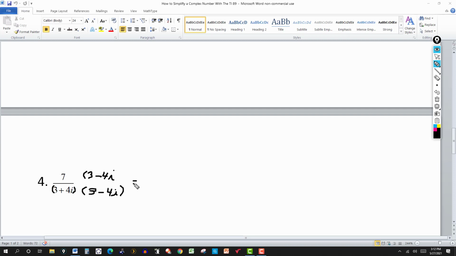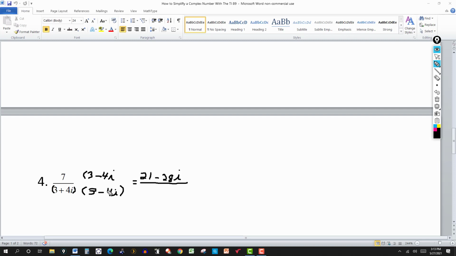Okay, so what do we get here? Again, just multiply through, just like you multiply a monomial times a polynomial. In this case, it's a binomial. So 7 times 3 gives us 21. And then 7 times a minus 4i, multiplying the 7 and the minus 4 gives us a minus 28i.